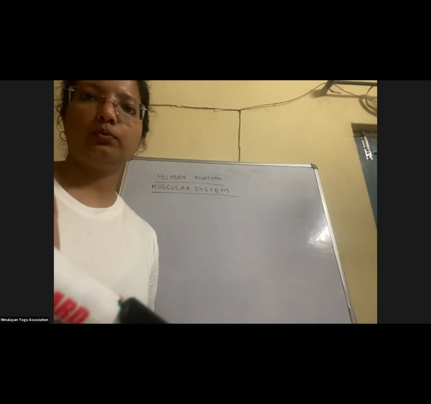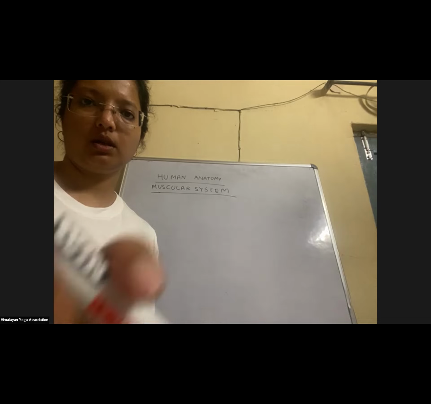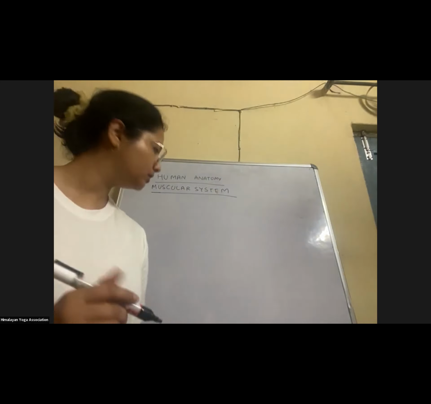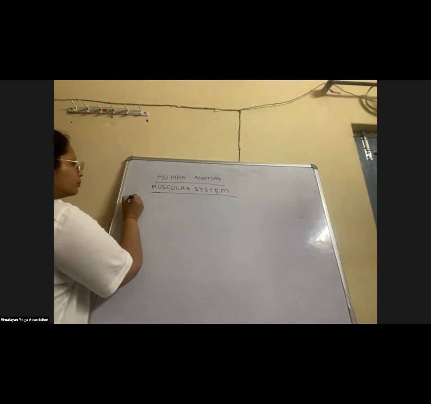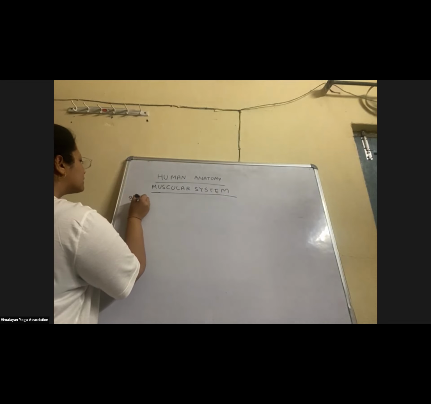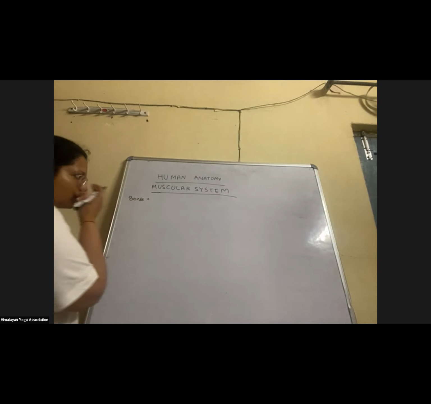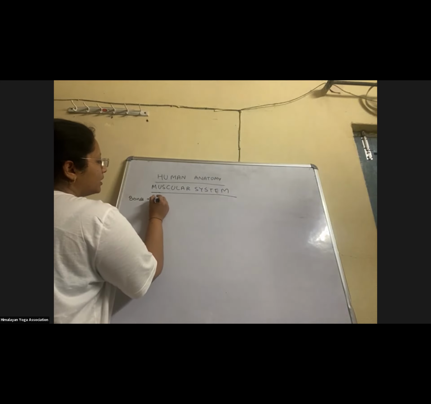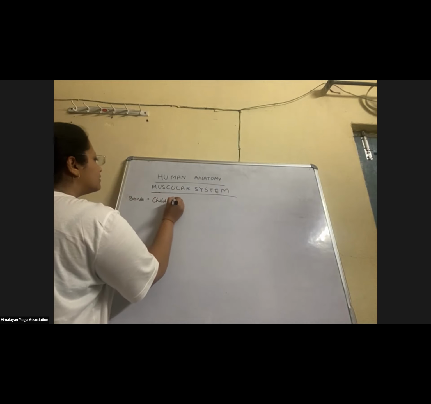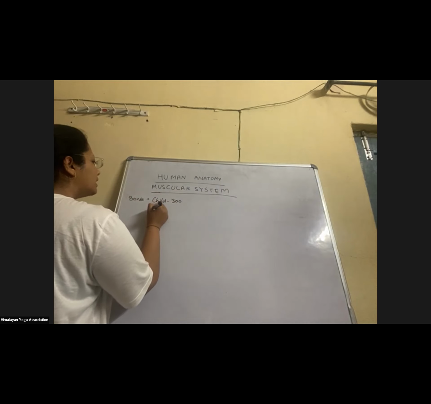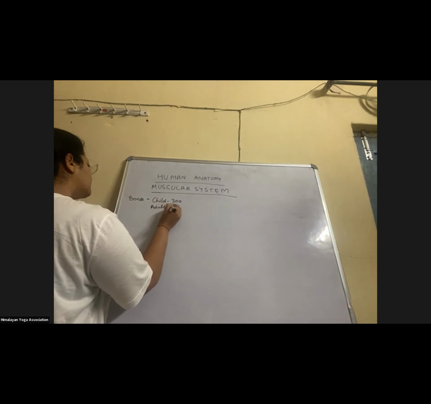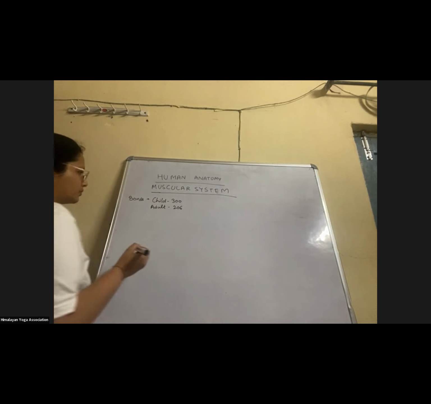206. That is the number of bones. Good that you answered. So, bones. In a child, there are 300 bones. In an adult, there are 206 bones.